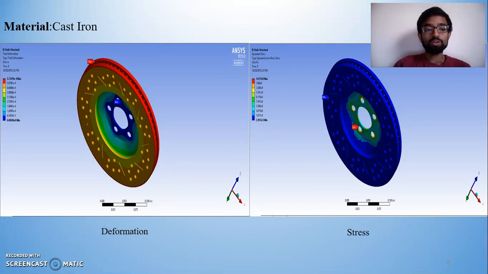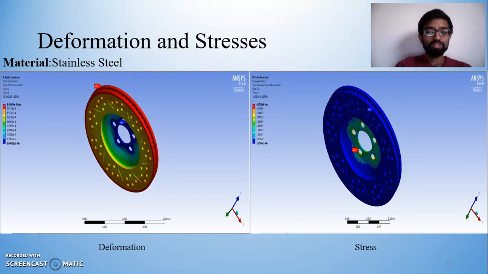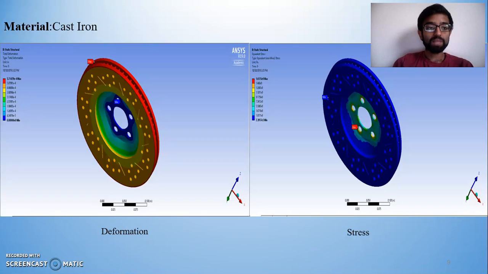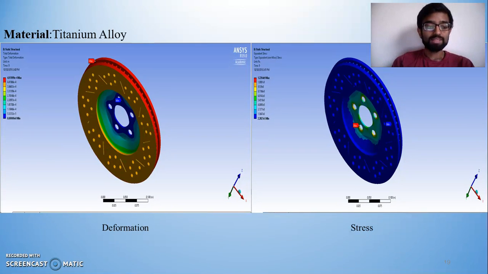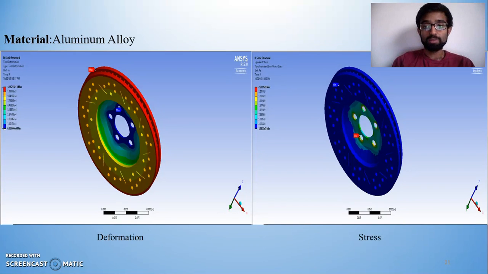So next we move on to the deformation and stress contours for cast iron. As you can see, compared to the previous one, which is right here, stainless steel, the deformation has gone down, and so have the stresses. We see this trend also for titanium alloy. As you can see over here, the deformation has gone down further, so have the stresses. Now for the last contours, which is for aluminum alloy. As you can see over here, we get a higher deformation, but the stresses have reduced further.